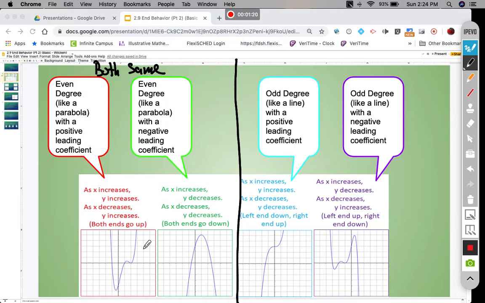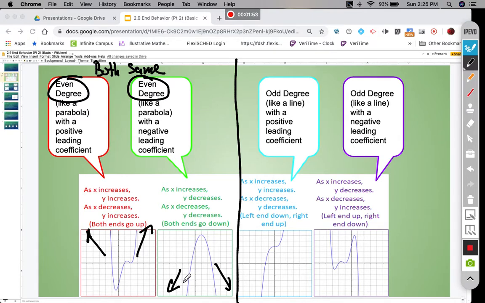Both ends are going the same way. This end is going up. The left end is going up. Right end is going down. Left end is going down. They're both going in the same direction. And that's going to happen if you have an even degree. Makes sense. You take a positive number to a high exponent, it's going to get positive. But when you take a negative number to an even degree, it's going to turn positive as well. So that's going to be both positive.